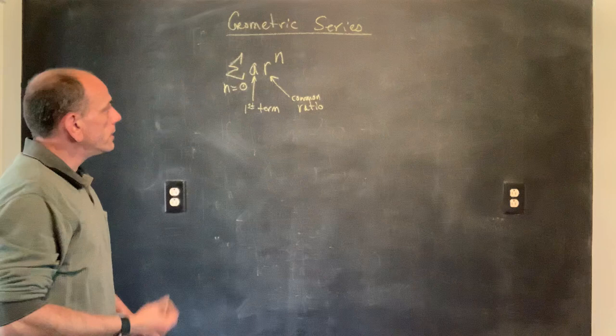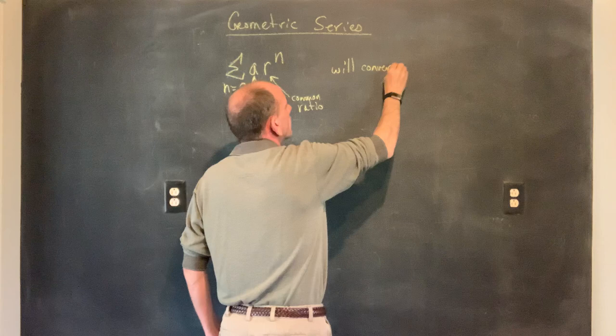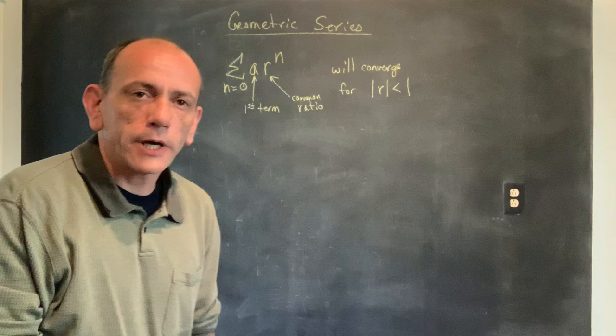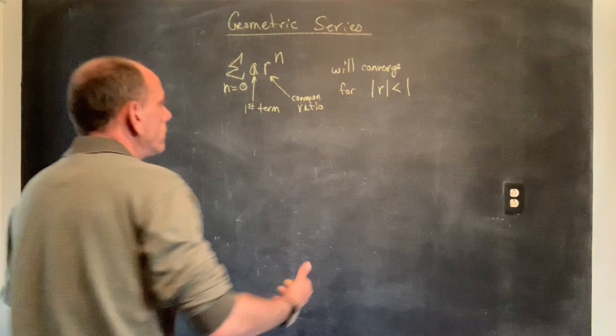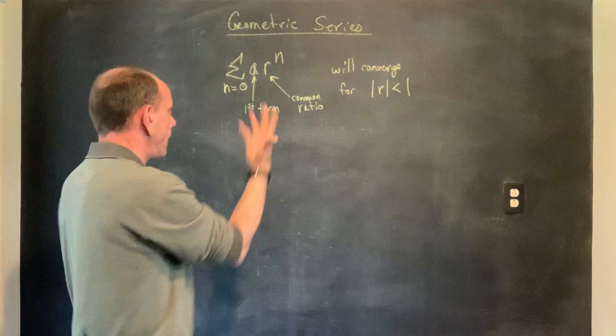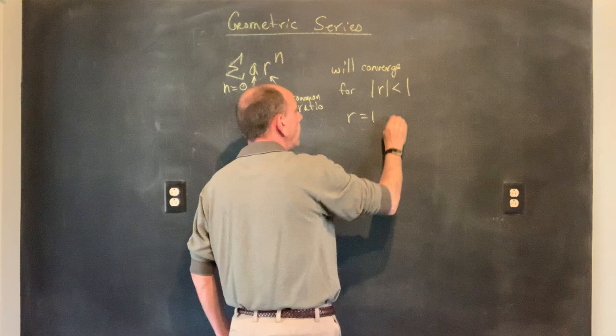This geometric series will converge for the absolute value of r less than 1, strictly less than 1. I'll show you in a second why that is. We'll prove it. Clearly, if r is equal to 1, then 1 to any power is just 1, and I get a, right? So I'll be adding a plus a plus a plus a forever. So that'll clearly diverge. I mean, we can see that already. r equals 1 diverges.